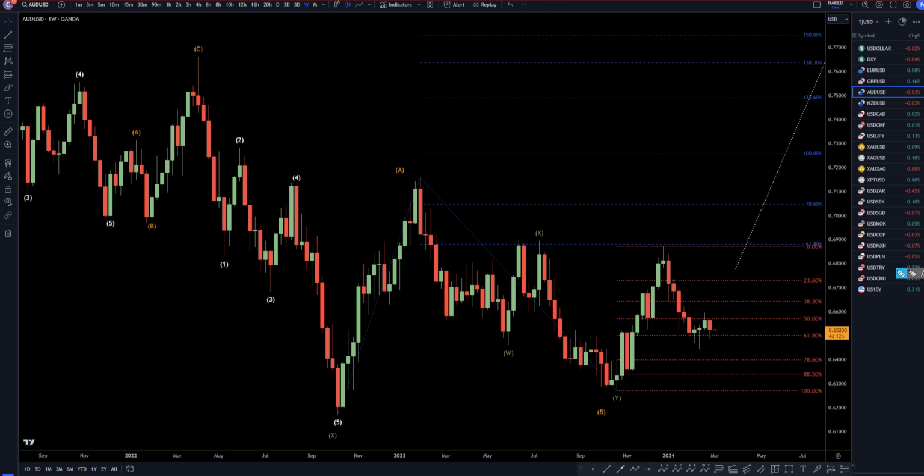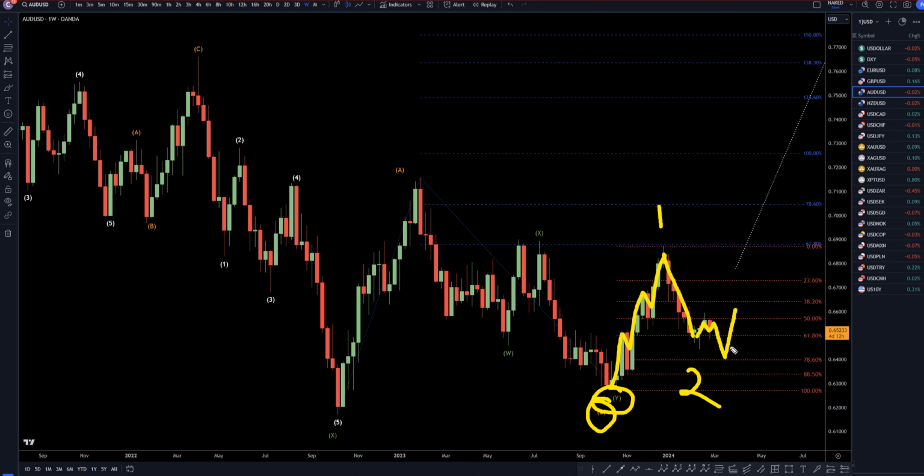On the weekly time frame, I still believe that the wave B is already over, the wave B of wave Y. I think this first push up is the wave 1 of wave C. I think this push down is possibly a wave 2 of wave C. Whether or not the wave 2 is over, I guess is still debatable.